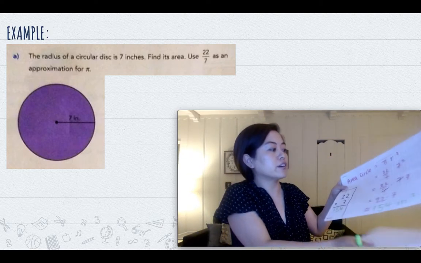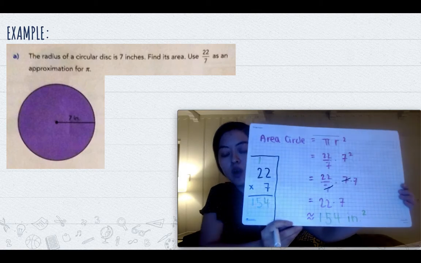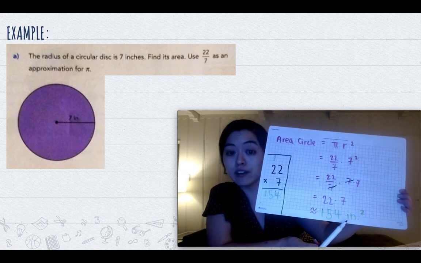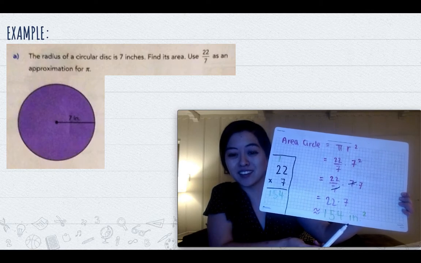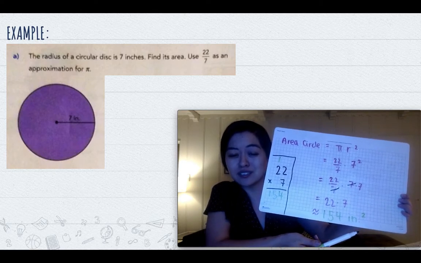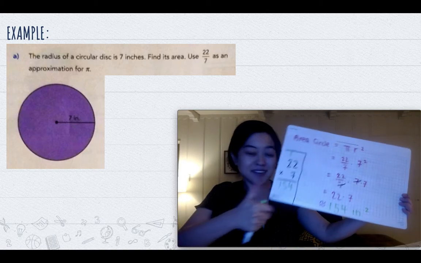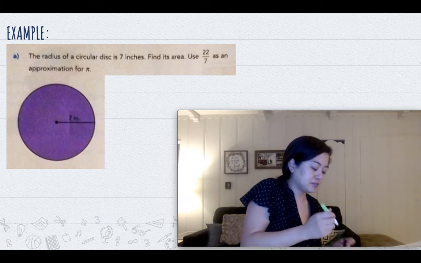Okay, so the area of that circle is 154 square inches, because we're talking about area now. So don't forget to square the units for area.